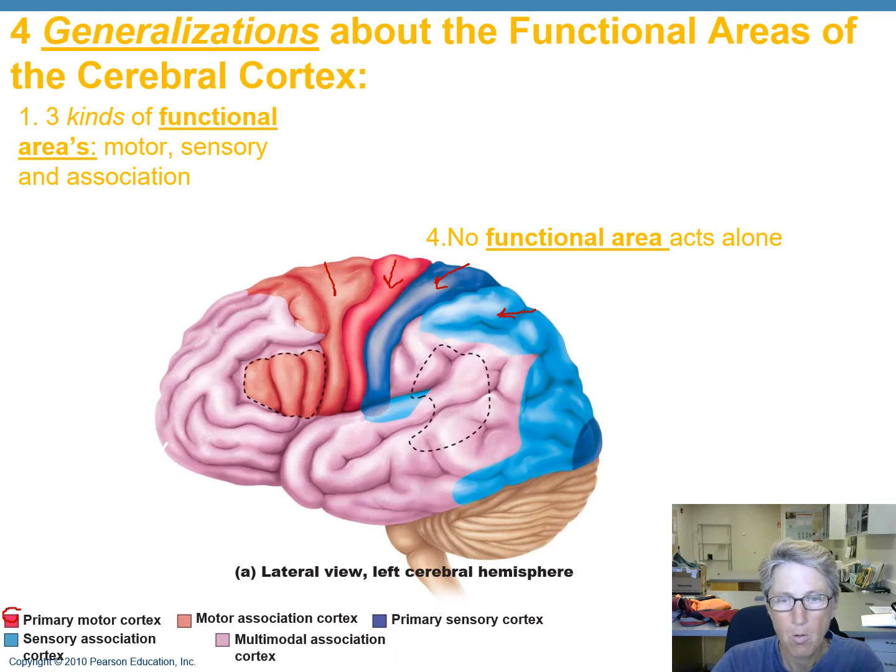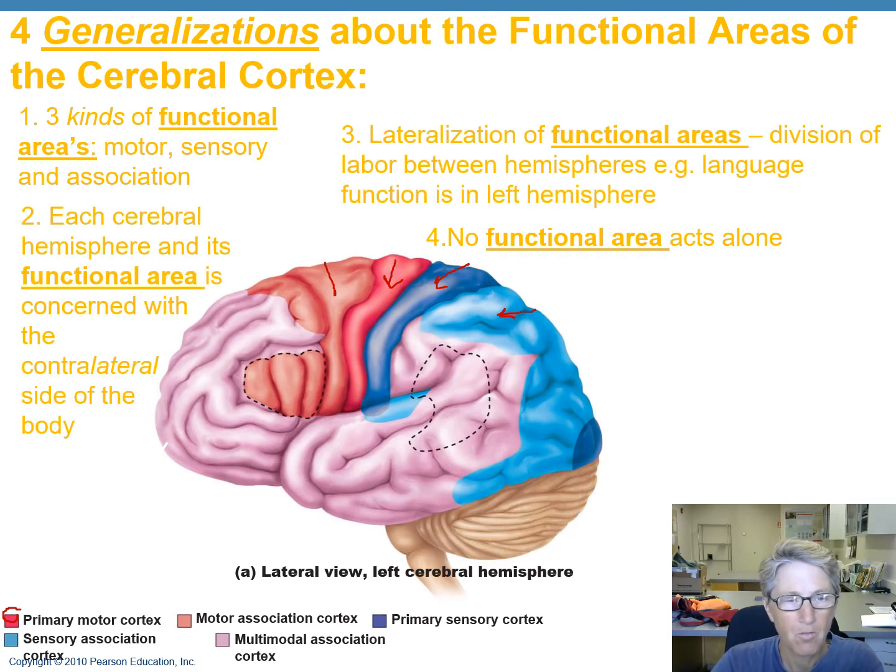Why did number 4 come up? Oh well, let's find number 2. There it is. Each cerebral hemisphere and its functional area is concerned with the contralateral side of the body. Remember, contralateral just means on the opposite side of the body. So for example, the primary motor cortex here in the left cerebral hemisphere would be associated with motor patterns on the right side of the body.